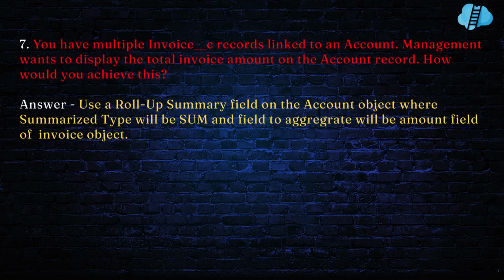7. You have multiple invoice__c records linked to an account. Management wants to display the total invoice amount on the account record. How would you achieve this? Answer. Use a roll-up summary field on the account object where summarized type will be sum and field to aggregate will be amount field of invoice object.